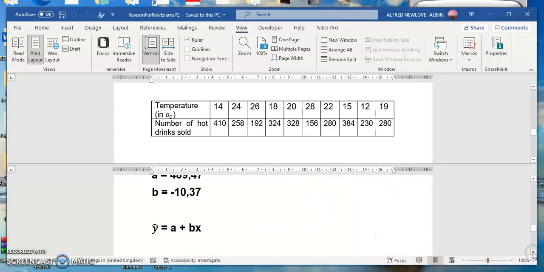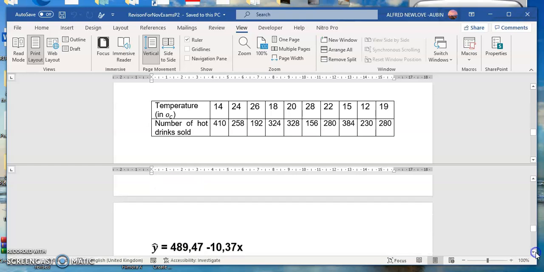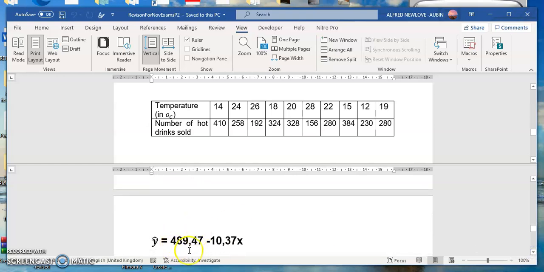So what am I going to do? This is the equation. You find it on the formula sheet. Then what do we do? Substitute it there. So you see that your A is this one, your B is that. Let me show you.